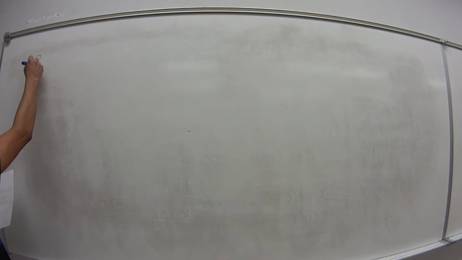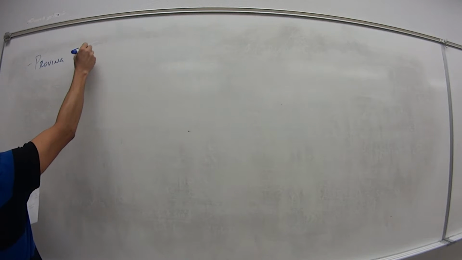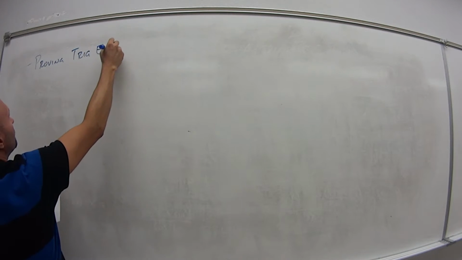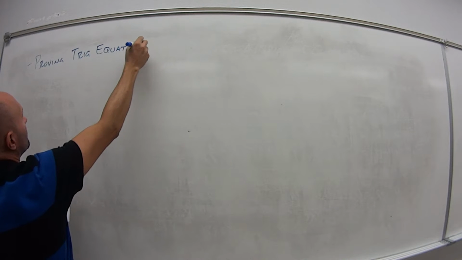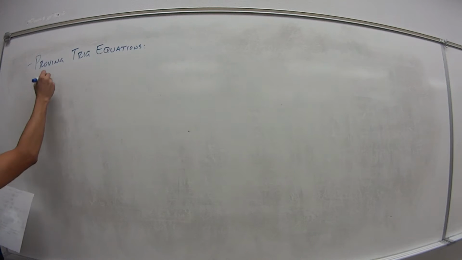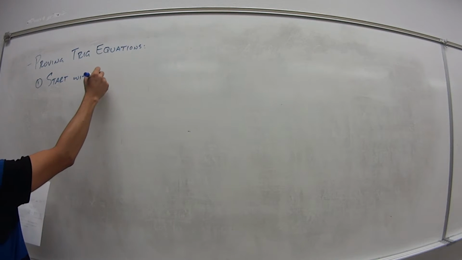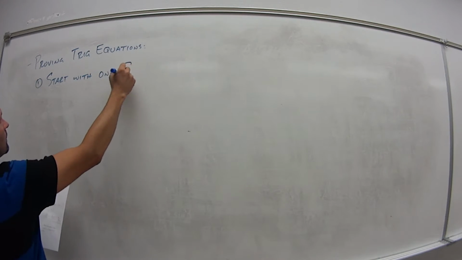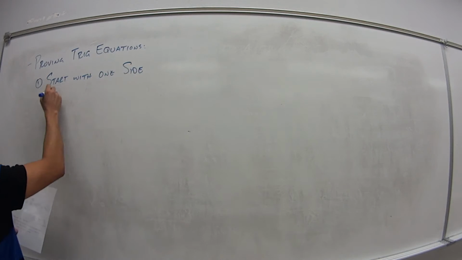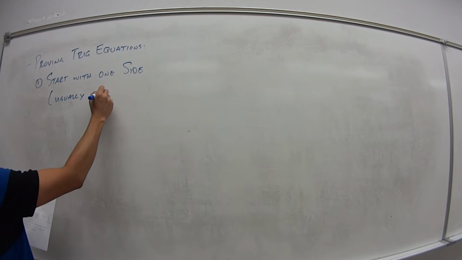So for proving trig identities, or let's call them trig equations, we're going to follow the three steps. First, we're going to start with one side. And it's usually the more complicated side.